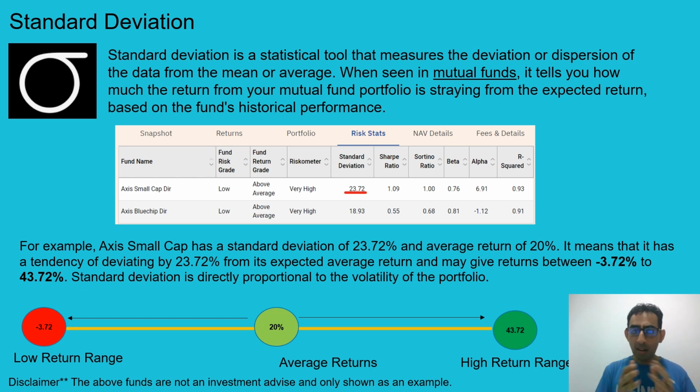So basically, it calculates both the extremes based on the standard deviation as well as the average return which a mutual fund has given us. So this is quite helpful in gauging the overall swing of a mutual fund from drawdown to the uptick.